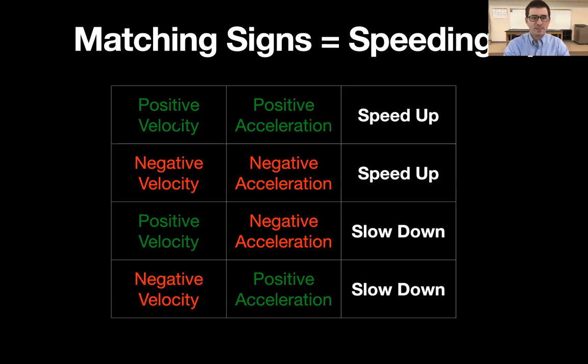If the acceleration is the same sign as the velocity, that means it's speeding up. So negative, speeding up; positive, speeding up. But it's when they're working against each other, like you have a positive velocity and your velocity is getting more and more negative, or vice versa. You have a negative velocity and your velocity is getting more and more positive, that's what's going to cause you to be slowing down.